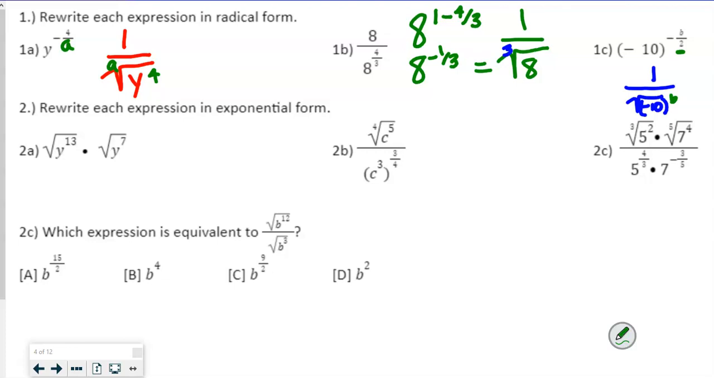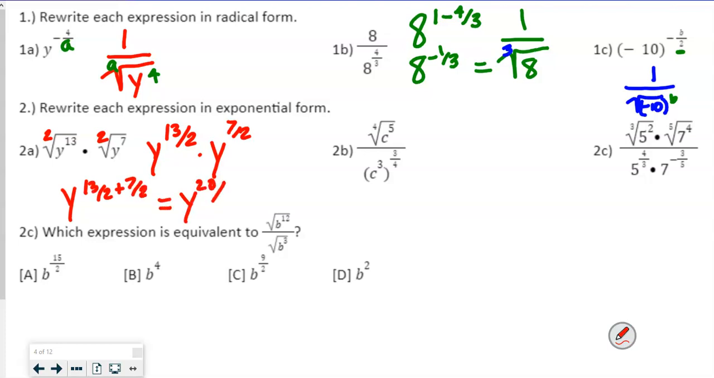So when I do this, I'm going to write them y to the 13 over 2. Remember, if there's nothing here, there's a 2, right? And then times y to the 7 over 2. So this is going to be y to the 13 over 2 plus 7 over 2. That's going to give us y to the 20 over 2, and 20 divided by 2 is what, y'all? Yes, y to the 10th, okay?